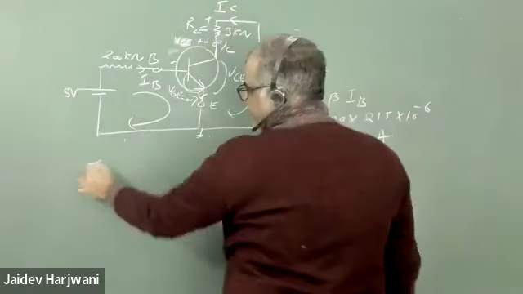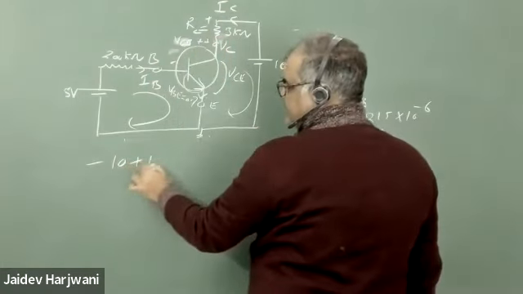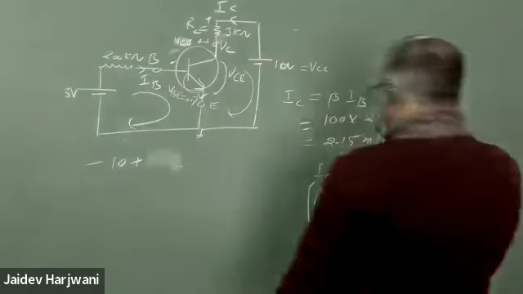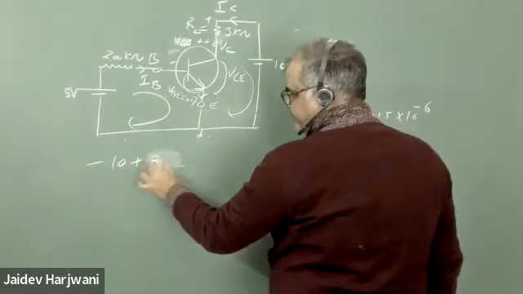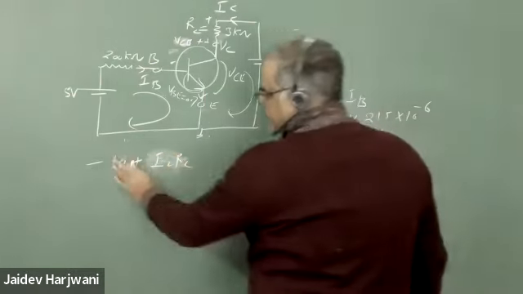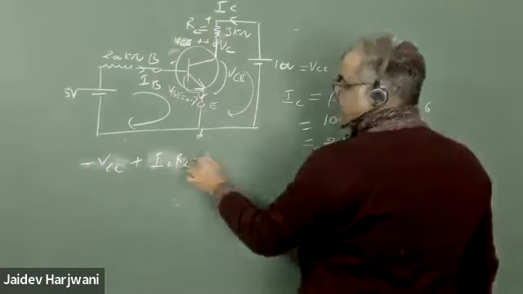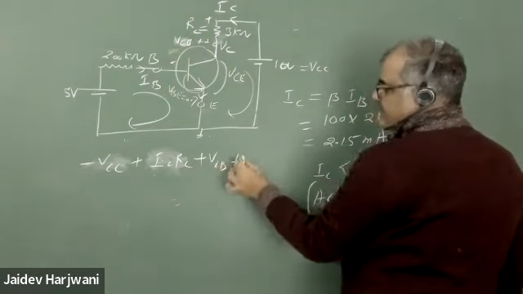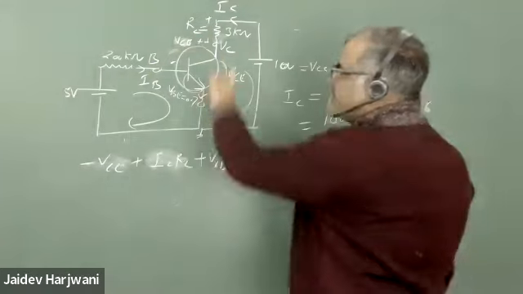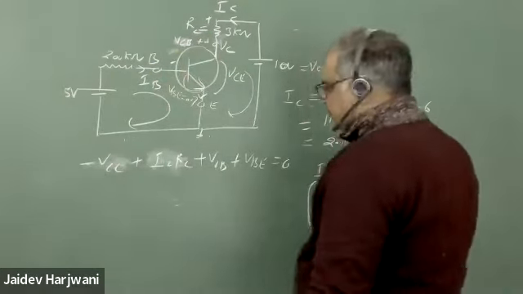Okay, so now again you have minus 10 volt, plus ICRC. IC value you just calculated as 2.1. Or let me write it completely, in case you make a mistake: minus VCC, plus ICRC, then plus VCB and plus VBE, equals 0, because VCE is equal to VCB and VBE. So we can write the loop equation like this also.